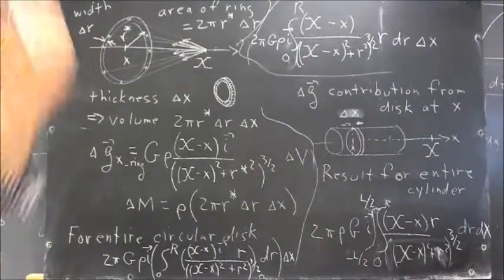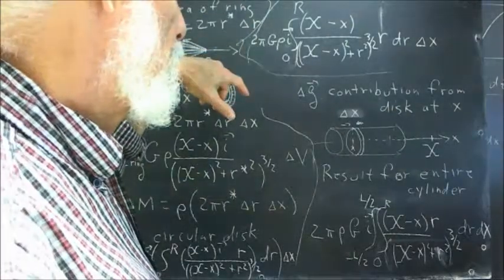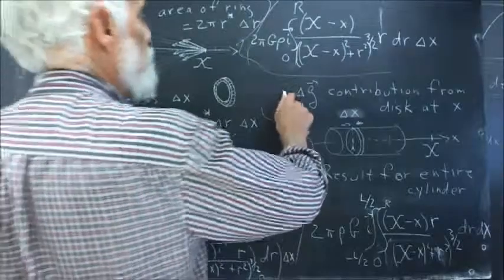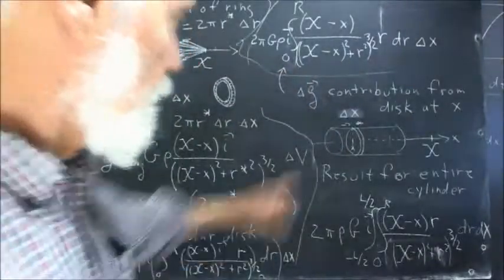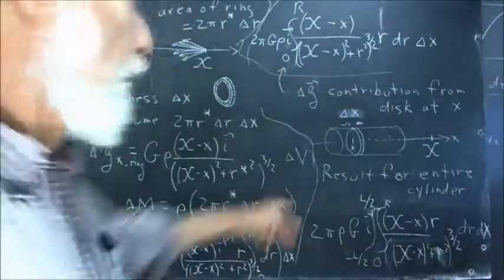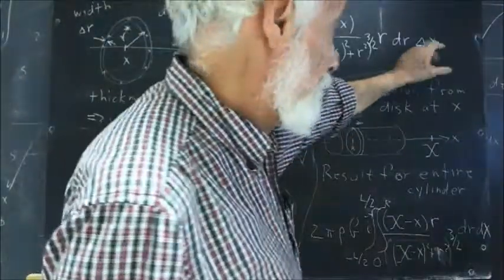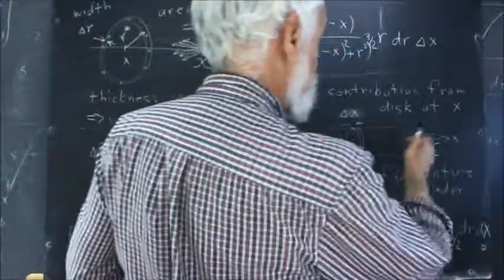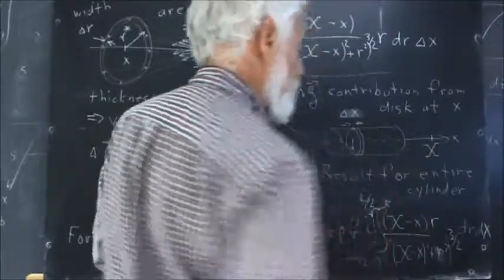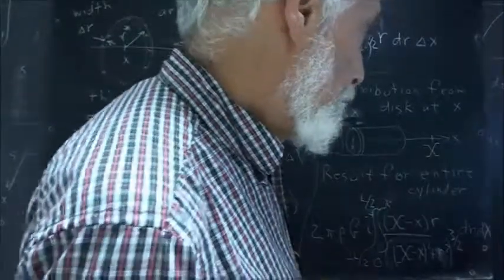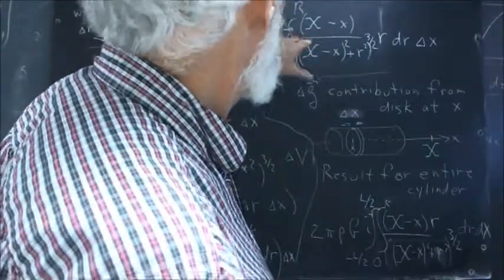Now, the delta G contribution from the delta S disk at x is what we see here. And here's a picture just to remind us of where we are. The result for the entire cylinder is then gotten by simply letting the delta x approach 0 and partitioning the x-axis, letting this be a typical member of the partition. And in the limit, that's going to lead us to the integral you see down here. It's a double integral, which means that it's basically the integral with respect to x of this integral.